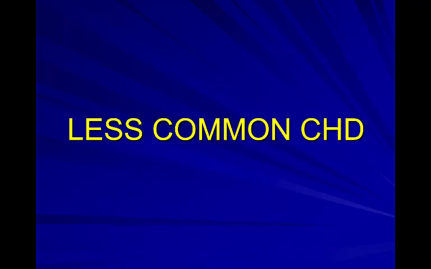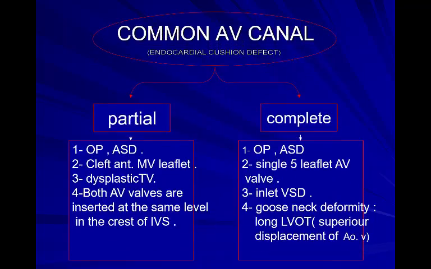Finally, we will talk about the least common congenital heart diseases. The first of them is common AV canal, or endocardial cushion defect. Endocardial cushion defect may be partial or complete according to the AV valve. Partial: ostium primum ASD, cleft anterior mitral valve leaflet, dysplastic tricuspid valve, and both AV valves inserted at the same level in the crest of the interventricular septum. Complete AV canal: ostium primum ASD, single five-leaflet AV valve, inlet VSD, and goose neck deformity, long outflow tract due to displacement of the aortic valve.